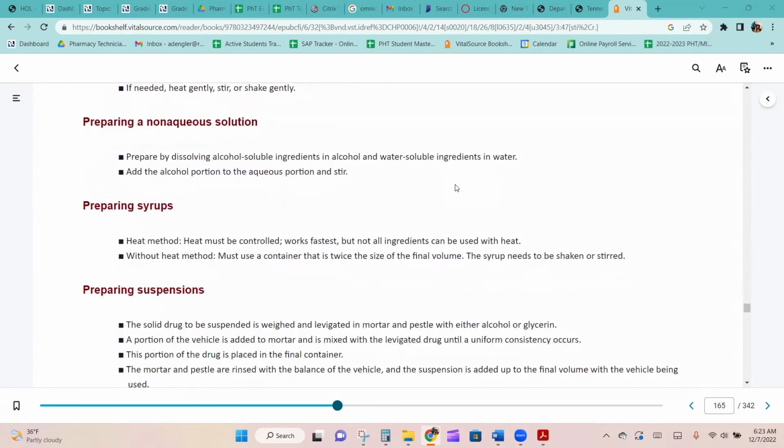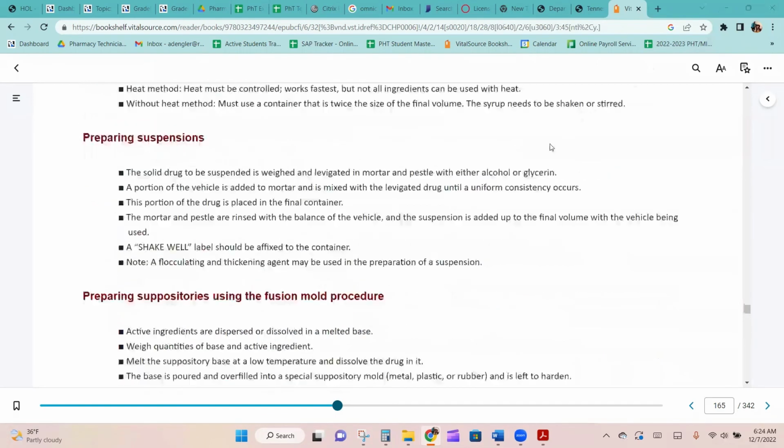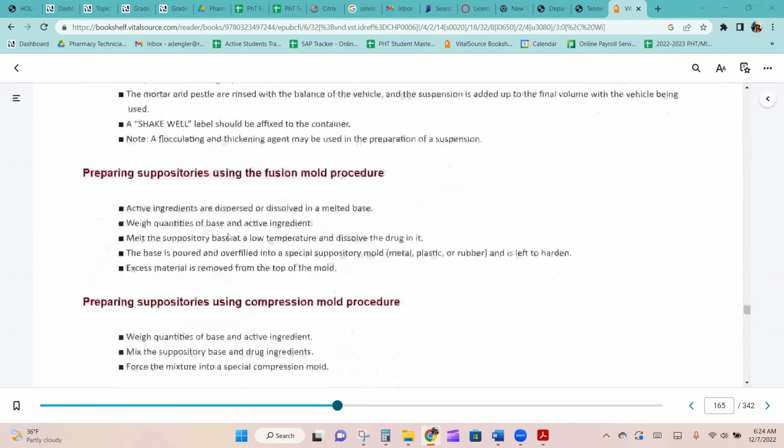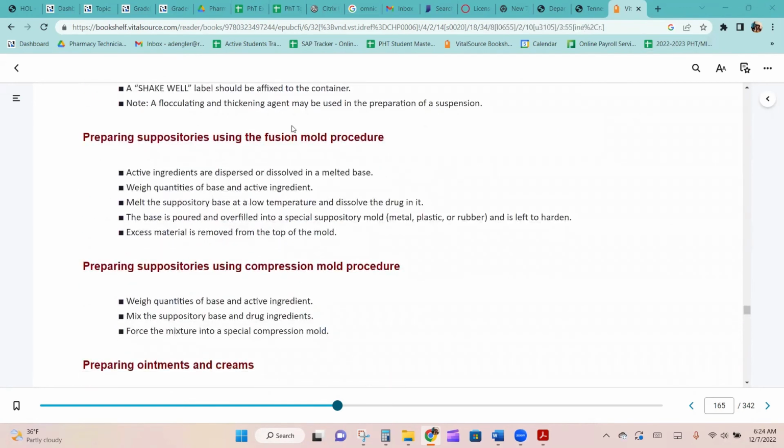Preparing a non-aqueous solution, prepare by dissolving alcohol-soluble ingredients in alcohol and water-soluble ingredients in water. Preparing syrups, heat method, heat must be controlled, works fastest, but not all ingredients can be used with heat. Preparing suspensions, a shake well label should be affixed to the container, among all these other things. Preparing suppositories using the fusion molding procedure. So if you come into the campus, we can definitely practice that. You will not do that in your lab kit. So you're going to melt the suppository base at a low temperature and dissolve the drug in it.